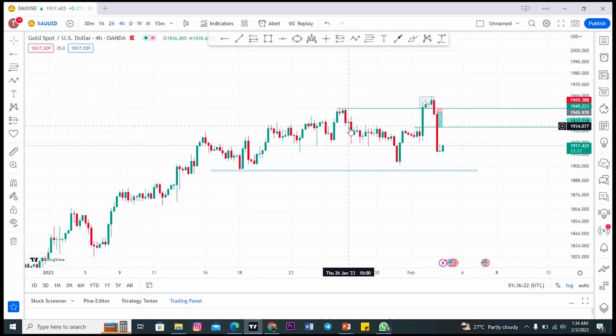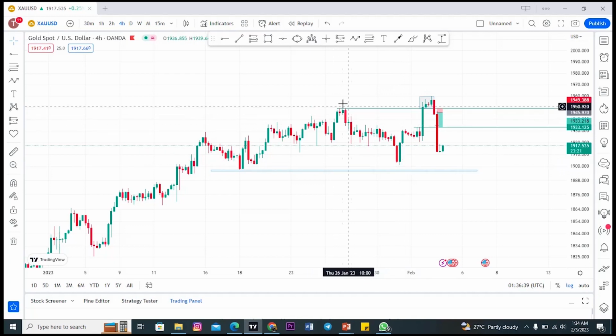Now price touched here from the resistance level, and the resistance level simply means that this resistance is the highest point price reached before retracing to the downside.